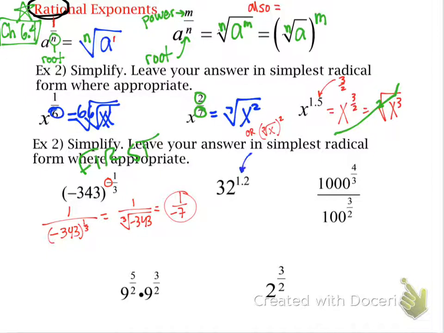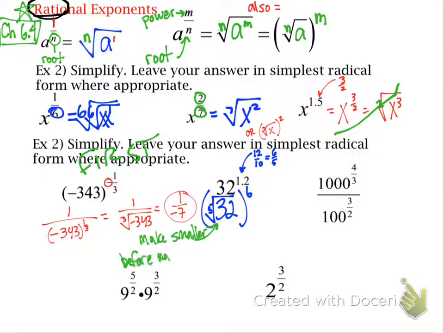All right, to the 1.2, we need to write that as a fraction. 1.2 is like 12 over 10, which is 6/5. So I'm doing the 5th root of 32, to the 6th. I'm going to do it this way because I want to make it smaller before I make it bigger with this exponent here. So that's our rule in general. Try to make things smaller before you make them bigger. Otherwise, the numbers get too big. So the 5th root of 32 is 2. To the 6th is 64.